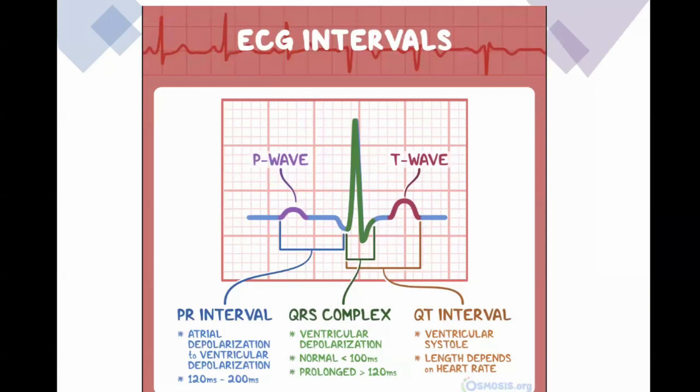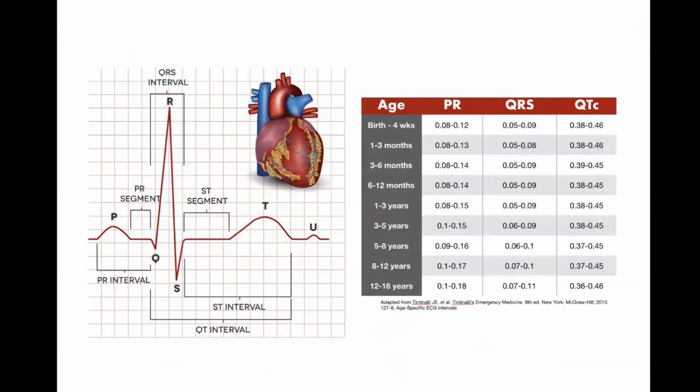This is a summary slide of the various intervals and the normal ranges in an adult patient, but it just gives us a brief overview of what the definitions are of the various intervals. So the PR interval is measured from the start of the P wave to the start of the Q wave, and it is best measured in lead 2.